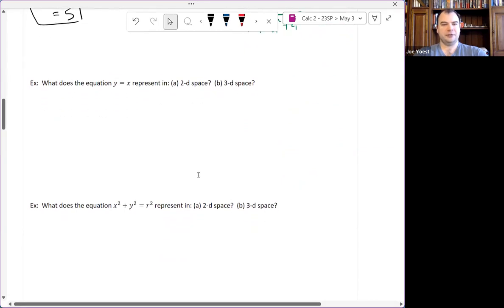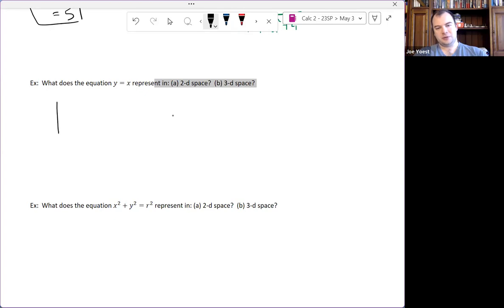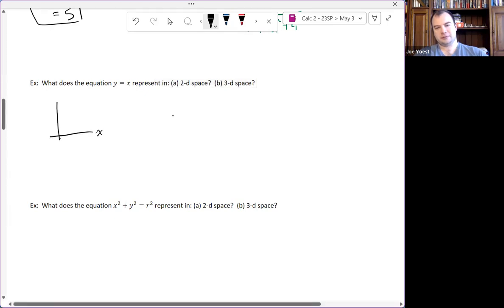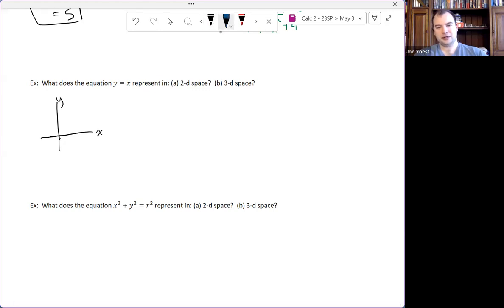We can also have equations like, say, y equals x. These can represent geometric structures in 2D space, but also in 3D space. So in 2D space, what do I have? In 2D space, the equation y equals x is represented by a line. We know this just from rote memory, but what do we have?